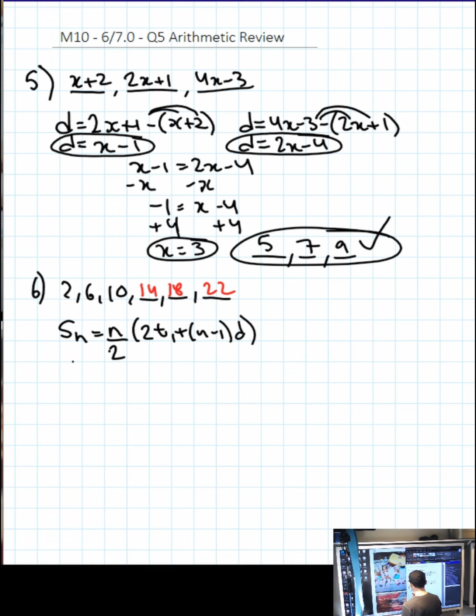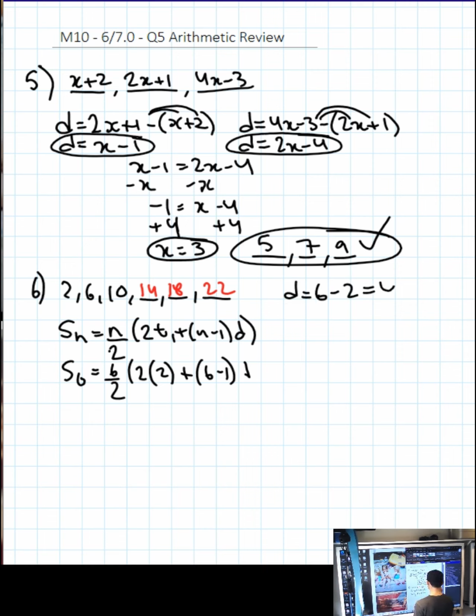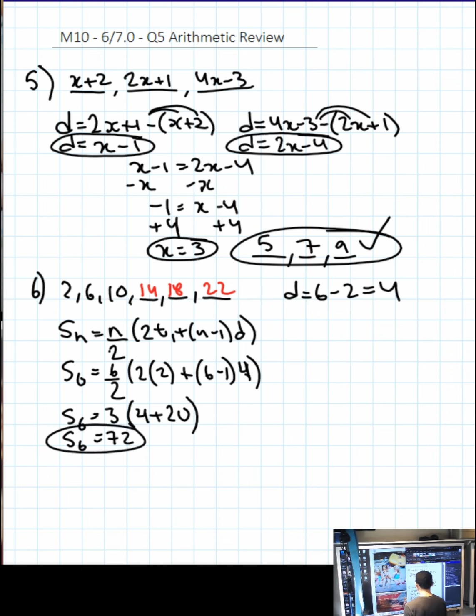So substituting the formula, S6 equals 6 over 2 times the first term 2 plus 6 minus 1 times d. d equals 6 minus 2 equals 4. Putting 4 in for d. Typing in the calculator, 6 divided by 2 is 3. 2 times 2 is 4, plus 6 minus 1 is 5, times 4 is 20. And we're going to get 4 plus 20 is 24, times 3 is 72. S6 equals 72. Check your answer.